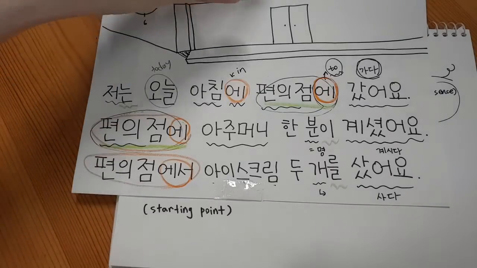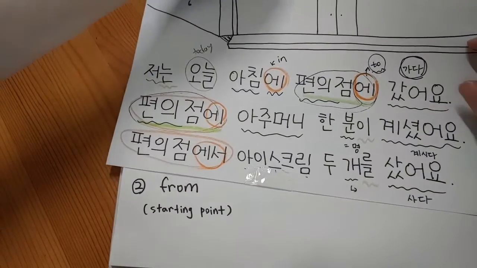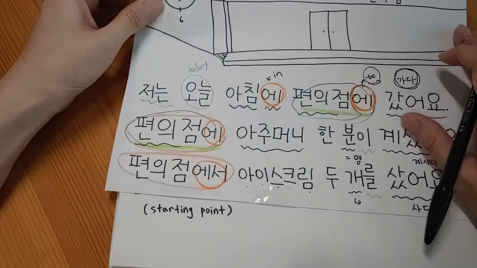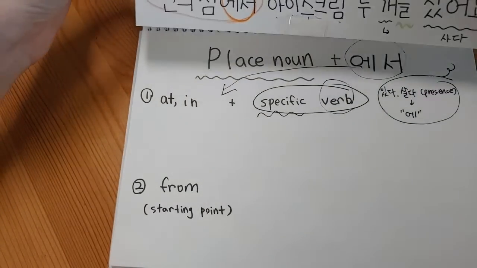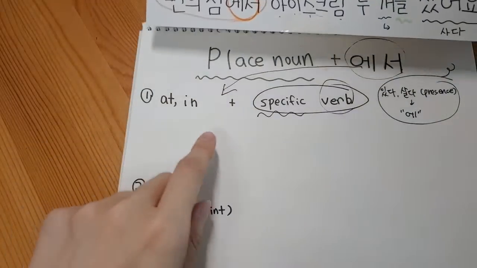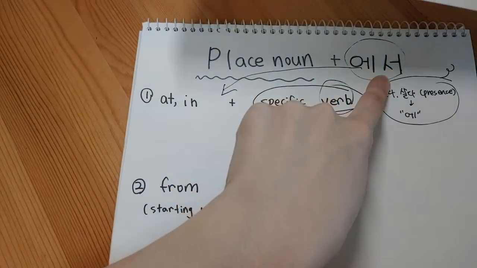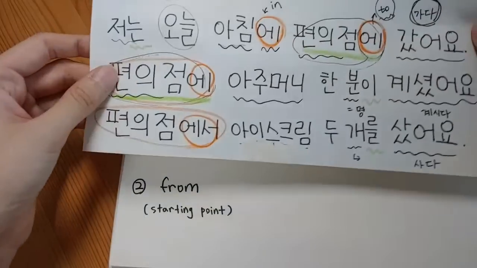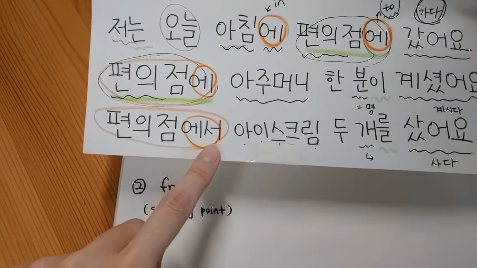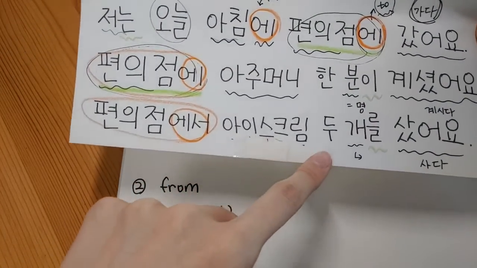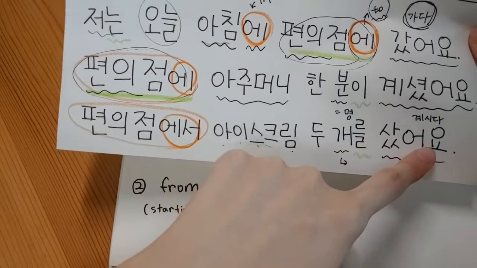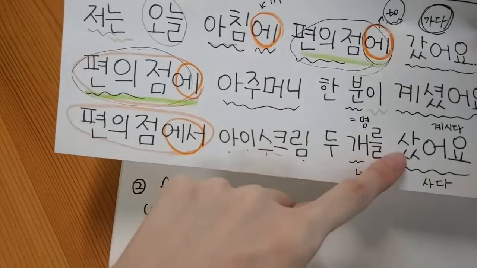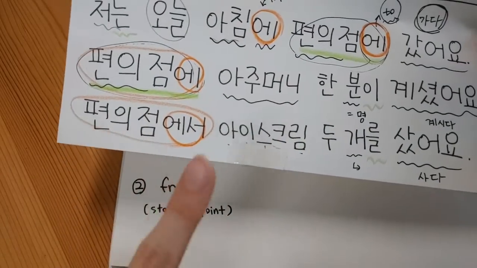So that's a correct sentence. Thank you. Thank you. I think you are getting what we're learning here. So, oh, thank you. Okay, so where were we? So 에서 particle is followed by a verb that means specific action. So here, 편의점에서 아이스크림 2개를 샀어요. So I bought 2 ice cream at a convenience store.